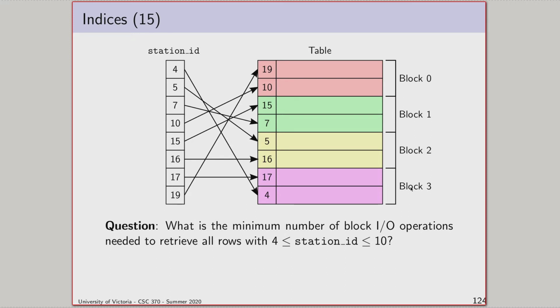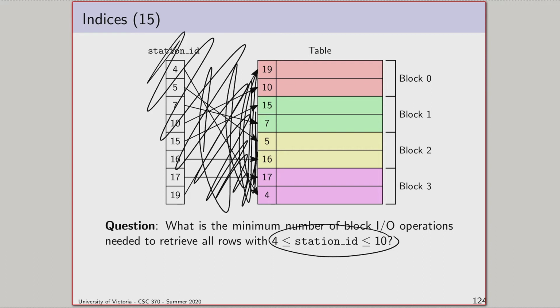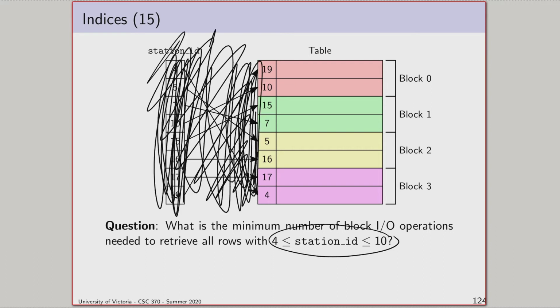How many block I/O operations are required to retrieve all rows with this range query? Retrieve the rows, actually go and read the blocks off disk. Well, let's think about this. Suppose you'd never heard of an index before. There's no index. How many disk I/O operations would it take you to get me all the rows with a station ID between 4 and 10? I don't care what order they show up.